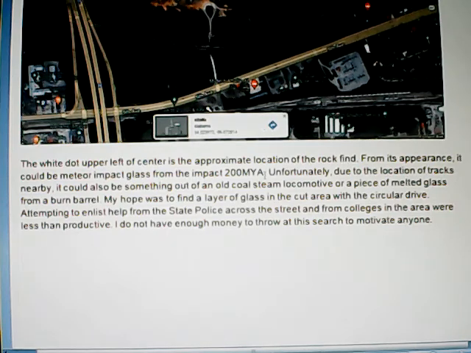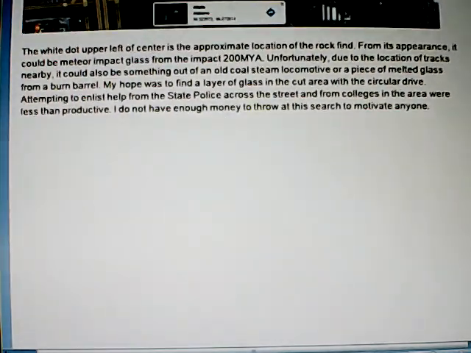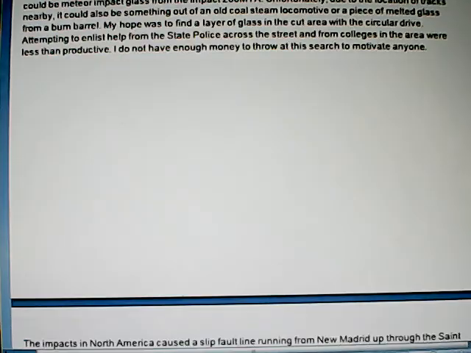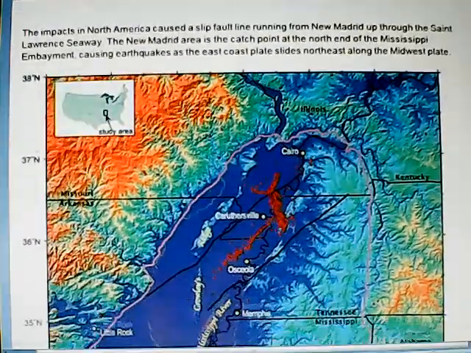Like I said, it could be meteor impact glass from 200 million years ago. There are railroad tracks here. So if that was an old railroad system, it could be something out of an old steam locomotive boiler, or it could be out of a burn barrel. Without more information, it would be hard to actually say that it's meteor impact glass. And I also tried contacting colleges in the area, sent emails to several professors, and never heard anything back. And since I'm not rich and can't throw a ton of money at it, I really can't get anyone to take a look at it.